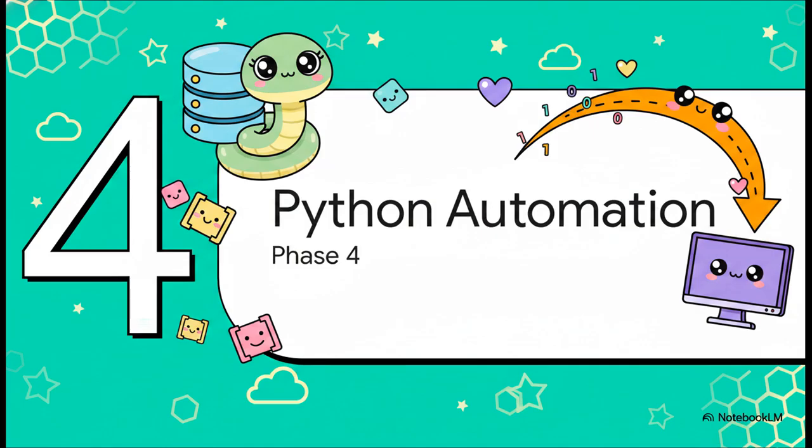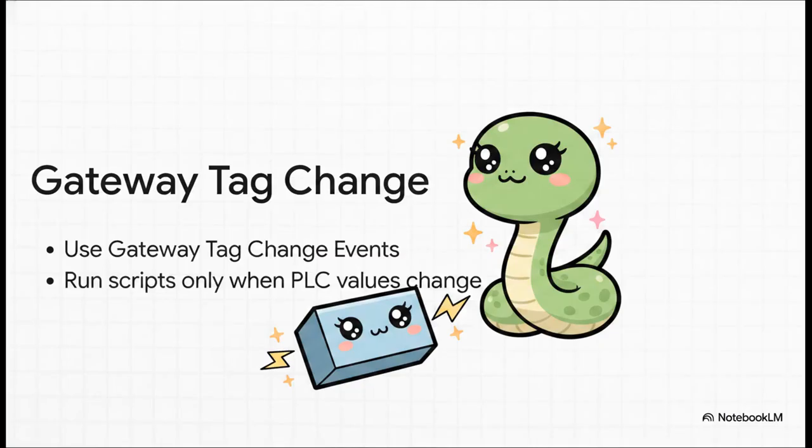Phase 4, Python data automation. This is where it gets really fun. We're going to use accessible scripting to automate the flow between our tags and our database. The logic here is absolutely vital. We use gateway tag change events.